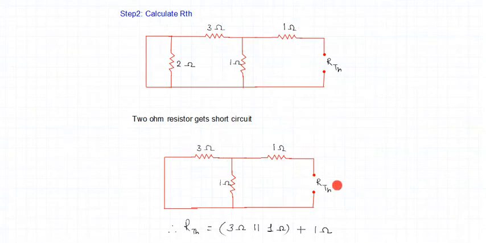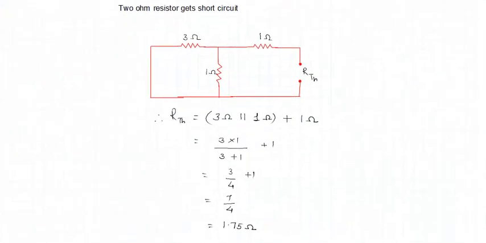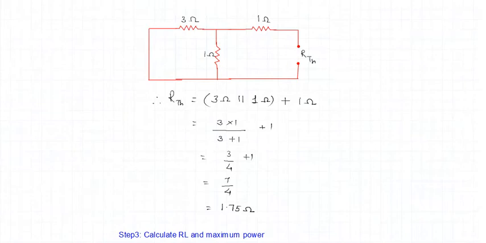Looking into the network from RTH, we understand that the 3 ohm resistor is in parallel with the 1 ohm resistor. So we need to find the parallel combination of these two resistors and add it to the 1 ohm resistance, which is in series with the parallel combination. Finding the parallel combination of 3 and 1 ohm and adding the series resistance of 1 ohm, we get the equivalent resistance of the network as 1.75 ohms.